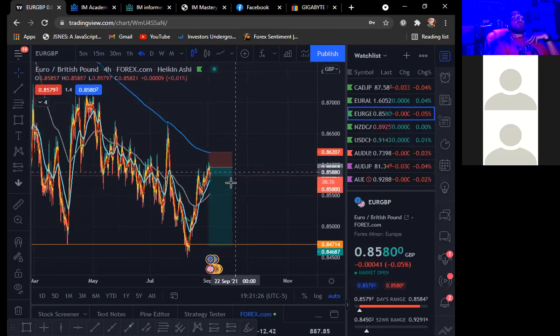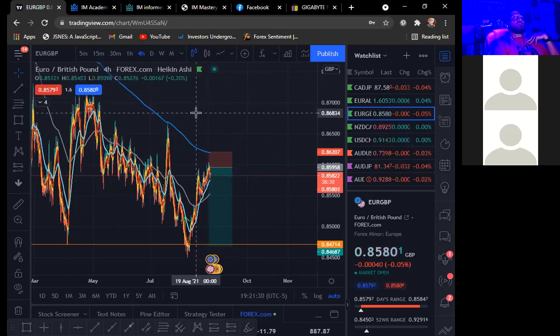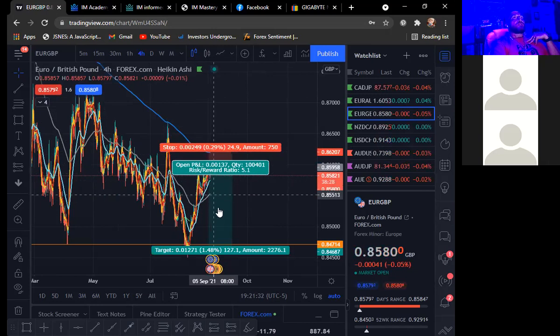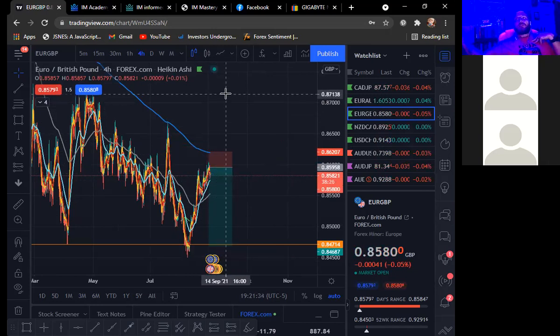This is a trade setup that Brian Knight was giving yesterday. We're going to be looking for this to fall away from the 800.